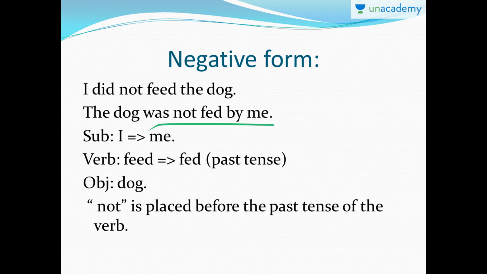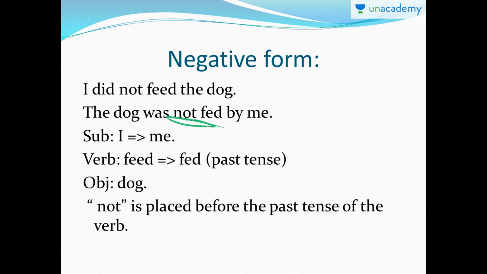Okay, so as I said, pay attention as to where not is placed. I did not feed the dog; the dog was not fed by me. I is the subject, it changes to me. Feed is the verb, it changes to fed, that is the past tense. And the object is the dog, we did not change the object. And not is placed before the past tense of the verb, that is fed over here.